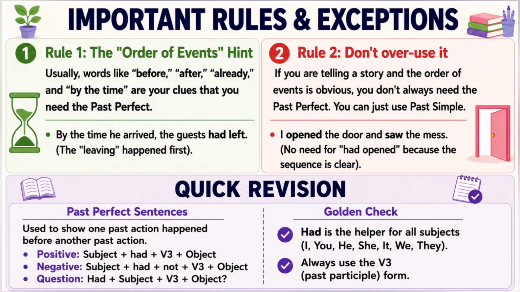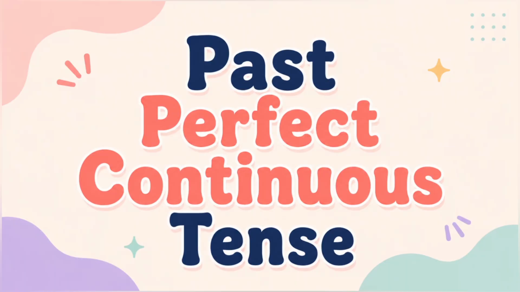Finally, remember the golden check. Had is the helping verb for all subjects including I, you, he, she, it, we, and they. Always use verb 3, the past participle form, with had. We have now completed the past perfect tense. Now let's begin learning the past perfect continuous tense.